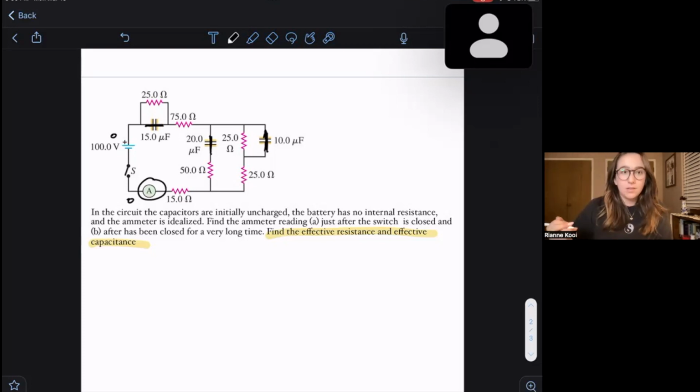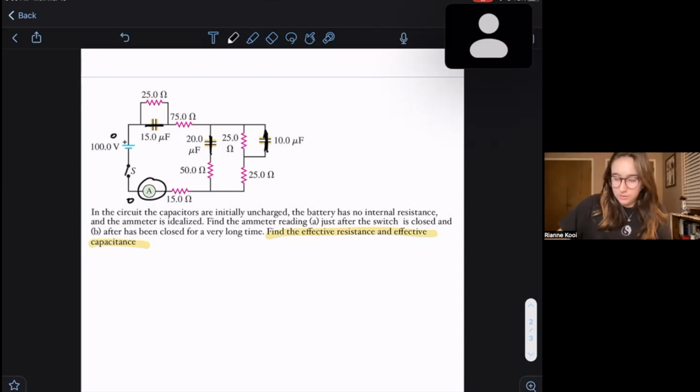So what that means is when our current wants to choose the path of least resistance, it will opt to go through those wires instead of going through the resistors in the circuit. So let's find what happens when the switch is just turned on.